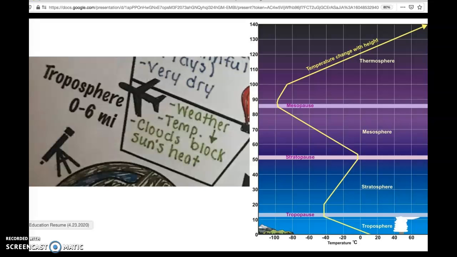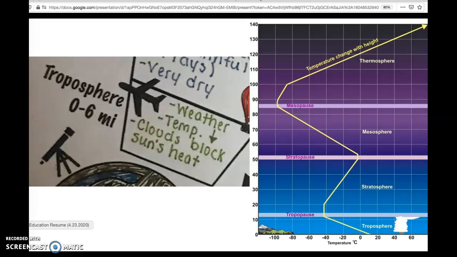This is where all our weather happens. As we are going up in the troposphere, we see a temperature decrease, meaning that the further up I go into my atmosphere, when we're in the troposphere, the colder it's going to get. This is where 99% of our water vapor is in this region, meaning that this is where weather happens. So this is where our clouds form.